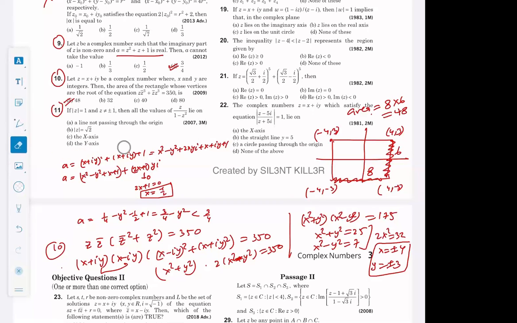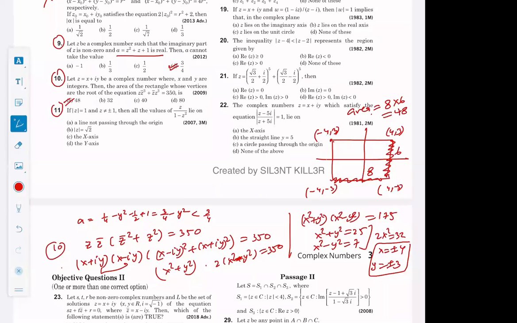So these are calculative questions, but the method is already discussed in the class. Now question number 11, mod z square is z into z bar, and in the question it is given 1, so z bar is equal to 1 by z. Basically you can say z bar is 1 by z. So you have to find where this point lies.